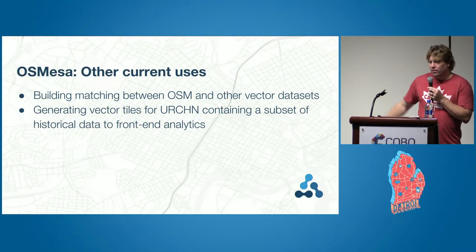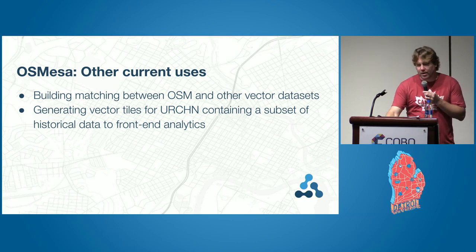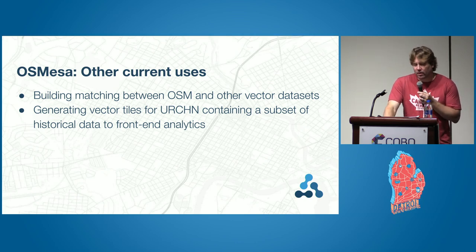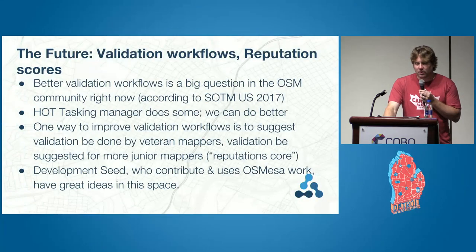So then there are also a few other use cases that Rob's been working on at Azavia and other folks there. So building matching between OSM and other vector data sets to do conflation and understand how things have changed, and then Urchin, combining it with raster data to see what's changed.